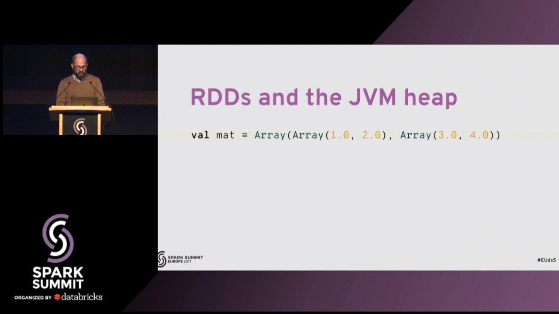Another advantage of RDDs is that they'll operate on arbitrary JVM objects, like this 2x2 matrix. Please don't actually declare matrices this way. But to see why this is a disadvantage of RDDs, that they'll operate on arbitrary Java objects, let's look at how this nested collection actually gets stored in the JVM heap.